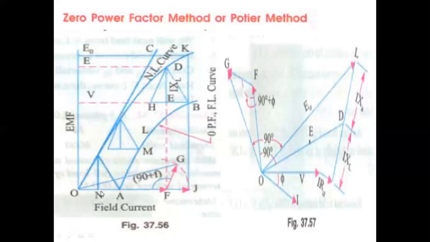Okay, so FG is equal to Fa. It is drawn at 90 plus psi for lagging power factor, or it can be drawn at 90 minus psi like this, for leading power factor. So the voltage corresponding to this excitation OF is given by JK. The voltage corresponding to this excitation is E naught.